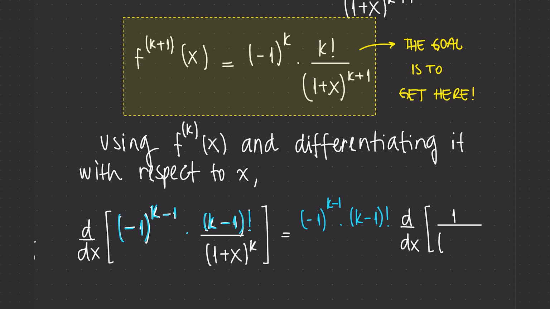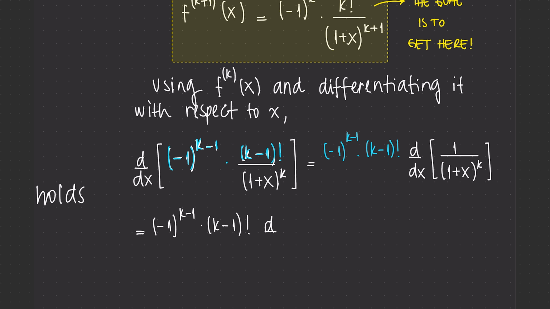Given that, we can simply differentiate 1 over (1 plus x)^k. Now, differentiating 1 over (1 plus x)^k is the same as differentiating (1 plus x)^(-k), given that we can move (1 plus x)^k to the numerator, flipping the sign of k. And why would we do that? Well, so we could use the power rule.